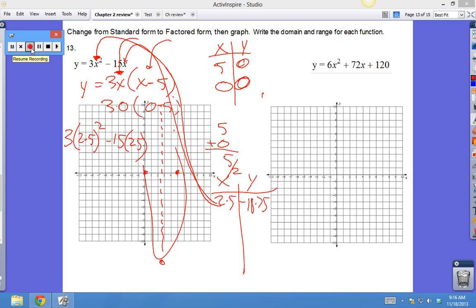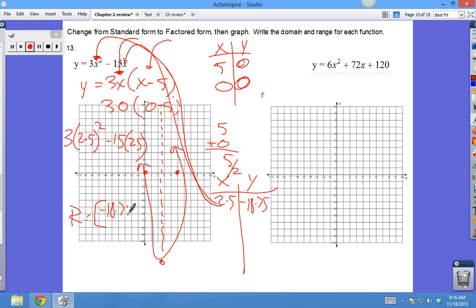You're good. So the domain and range. Domain is what's covered on the x-axis: everything, negative infinity to positive infinity. Your range, this is also a minimum. So your range is going to be, the lowest is a negative 18.75, and the maximum is going to be infinity.